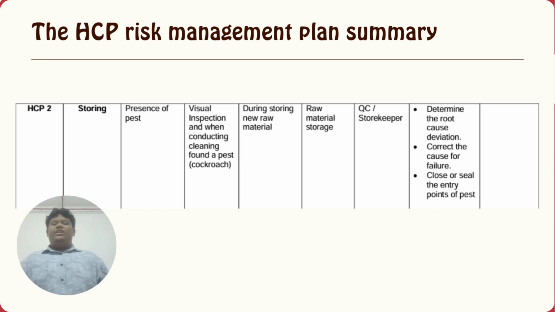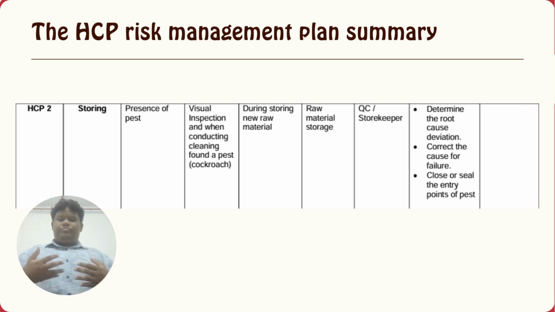Lastly, the HCP risk management plan summary. For the risk management plan summary, we use the technique which is one husband and four wives. So, HCP number two is the store. What is the HCP? It is the presence of pests. How we want to control the HCP is we make a visual inspection, and when conducting cleaning we may find a pest like a cockroach, for example. We go to the storage and we see the pest control that has already been installed at the storage.